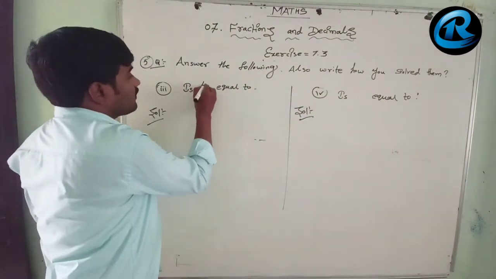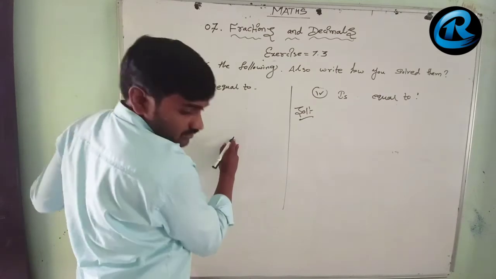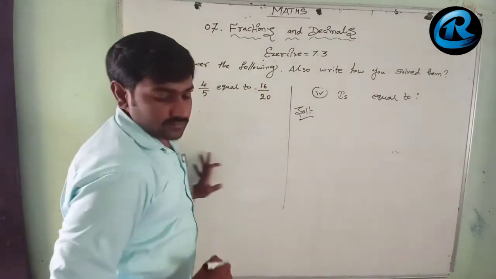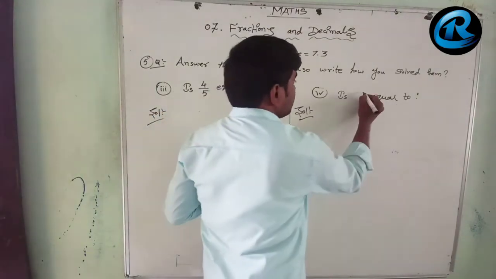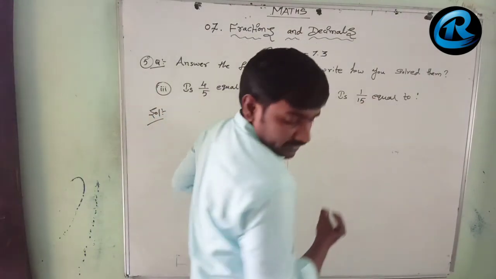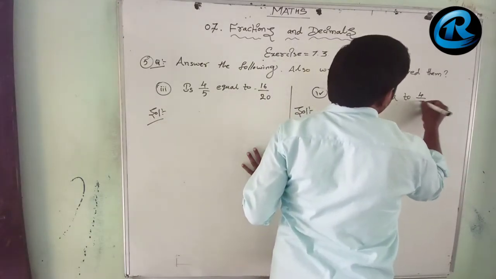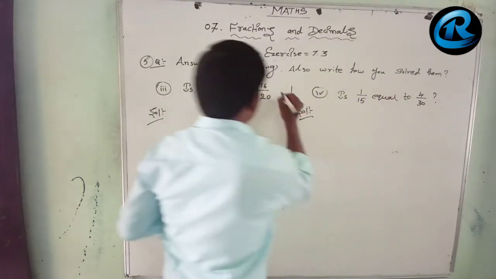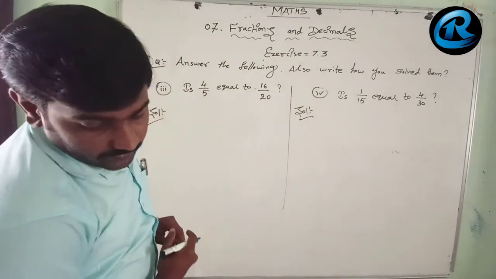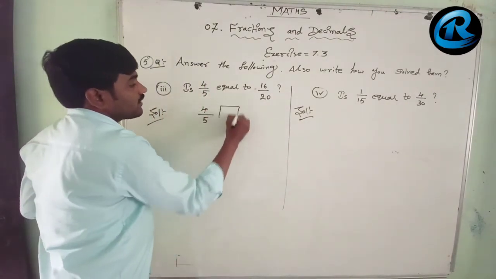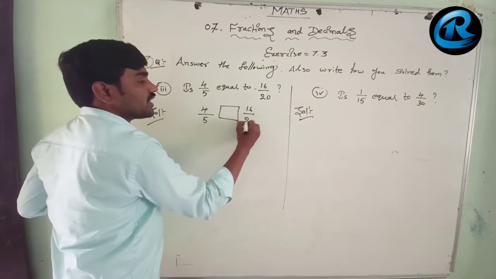4 by 5 is equal to 16 by 20. Let us see. And 1 by 15, is it equal to 4 by 30? Let us see, are they equal or not? First of all, let us write here 4 by 5. Is it equal to 16 by 20 or not?